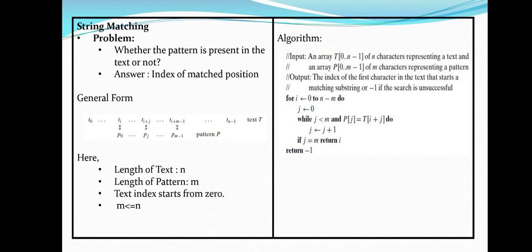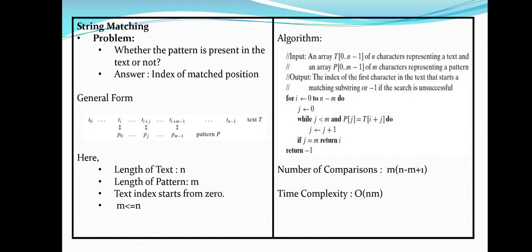So now we will analyze the time complexity of this algorithm. In this algorithm we have two loops, right? A for loop and a while loop. The outermost loop is the for loop, which will run up to n minus m times, including 0. We can consider this as n minus m plus 1. The inner loop will run for at most m times, right? So I am multiplying m into n minus m plus 1. This is the number of iterations it may take.